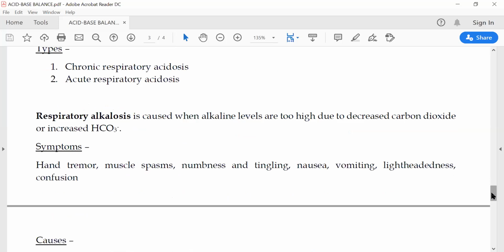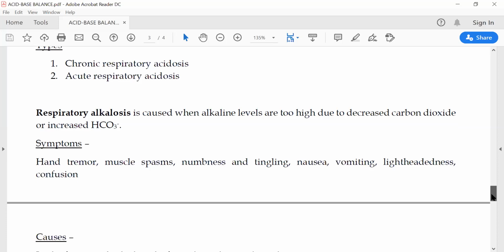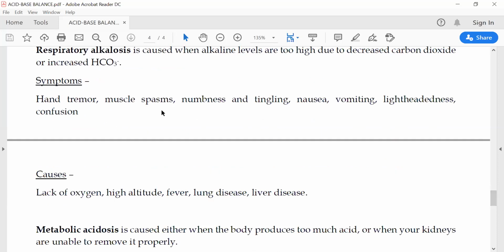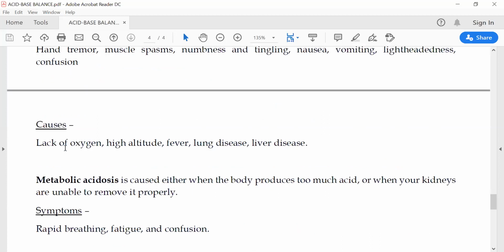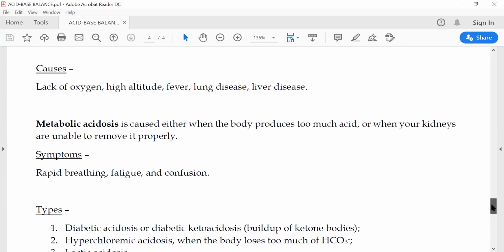Did you understand? So see, the level of carbon dioxide is going to tell us what is the pH of our extracellular fluid. Higher carbon dioxide means acidic, so respiratory acidosis. A lower amount of carbon dioxide in the blood means it is basic, so it is called respiratory alkalosis. All right. So I have given you symptoms here: hand tremor, muscle spasm, numbness, tingling, nausea, vomiting, lightheadedness, confusion, etc. And these are the causes: lack of oxygen, high altitude, fever, lung disease, liver disease. All these are going to contribute to respiratory alkalosis.